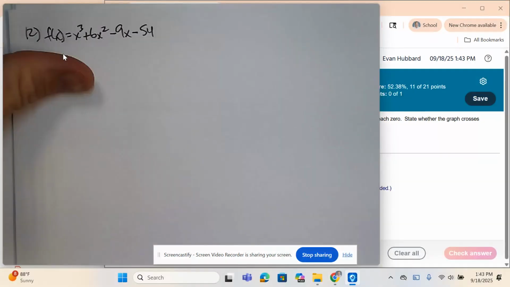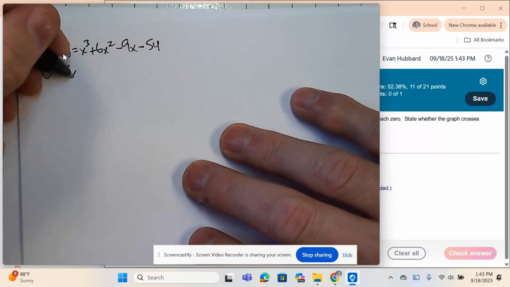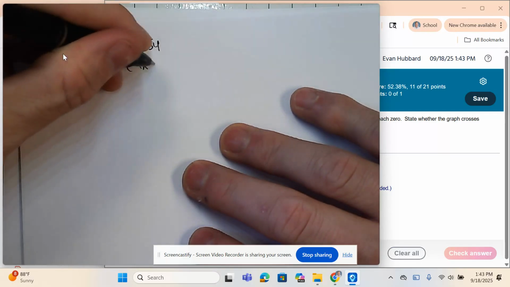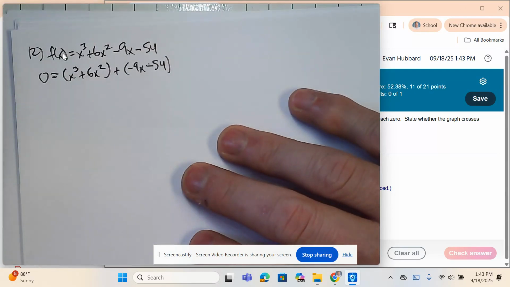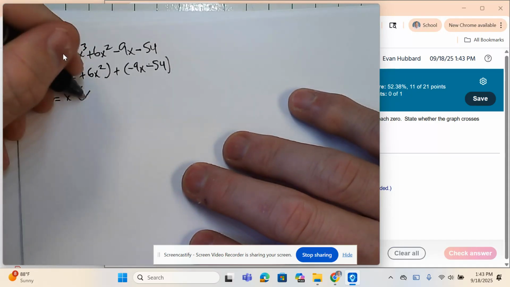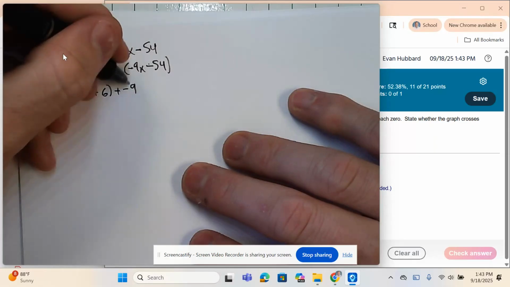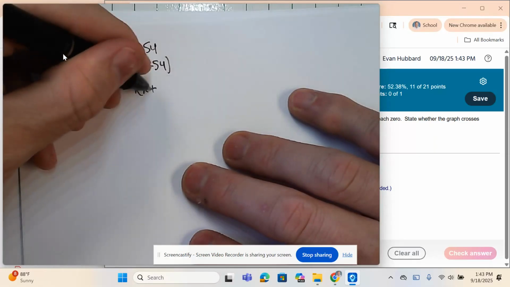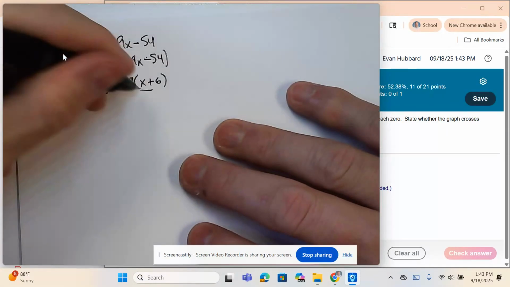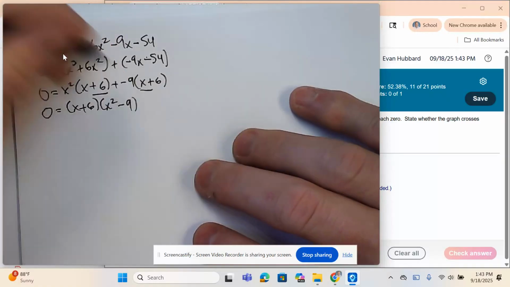Okay, it's 4 terms, so I make it equal 0. I could do factoring by grouping: put parentheses on the first two and on the last two, and see what these have in common. The first two have x squared, so I take out x squared and I'm left with x plus 6. The last two have negative 9 in common. Negative 9x divided by negative 9 is x, and negative 54 divided by negative 9 is 6. So these have x plus 6 in common. I factor out x plus 6 and I'm left with x squared minus 9.